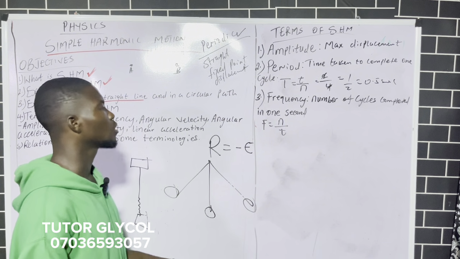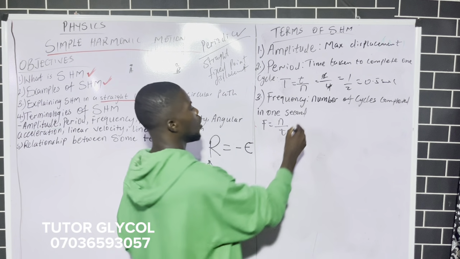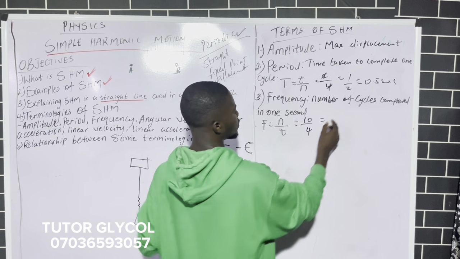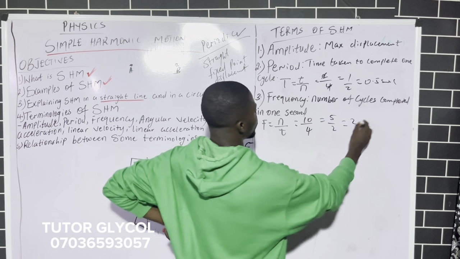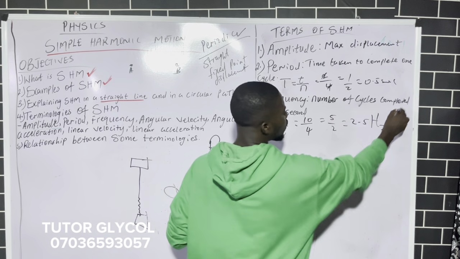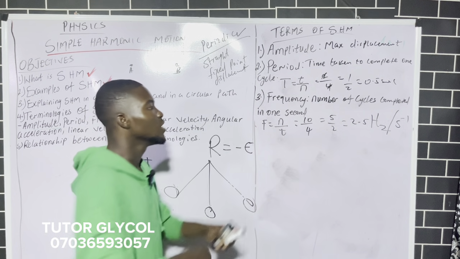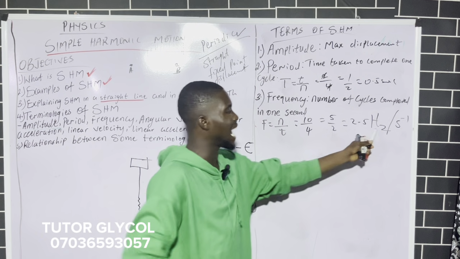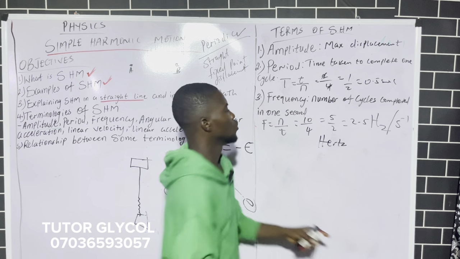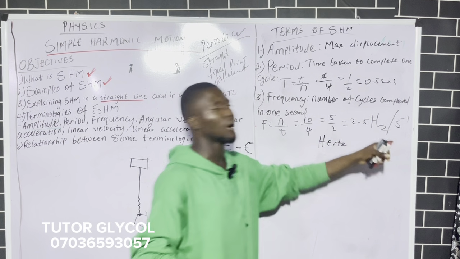So they say an object completes 10 cycles in 4 seconds. What is the frequency? That's 10 over 4. That's 5 over 2. That's 2.5. The unit is hertz. Take note. Or per second. These are important things you need to know. So many of you know frequency as hertz, but you don't know it as per second. Take notes. S minus 1.